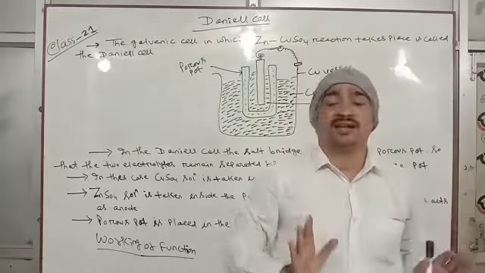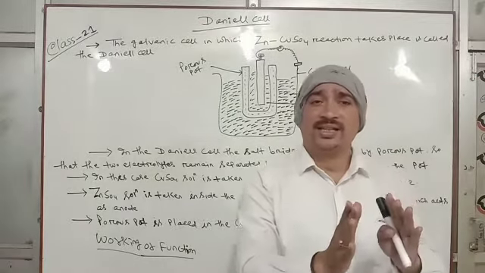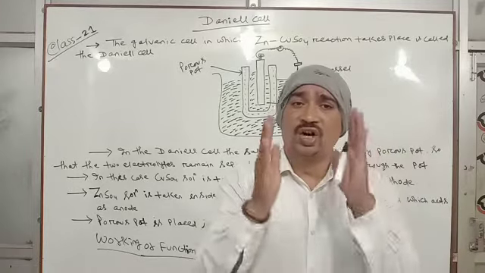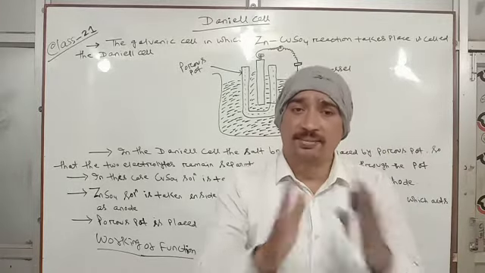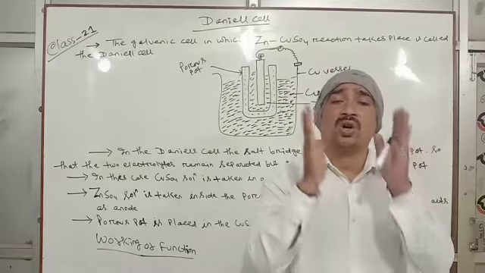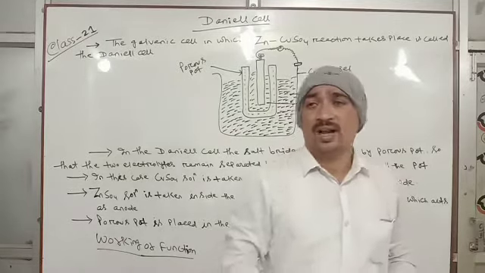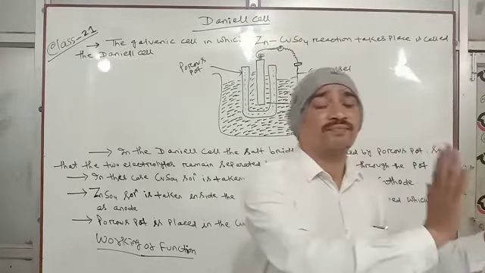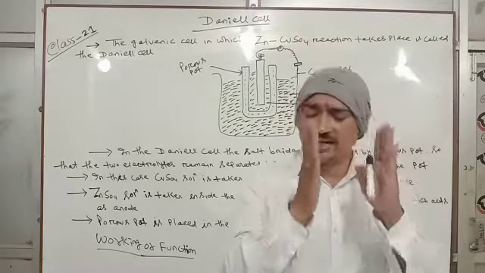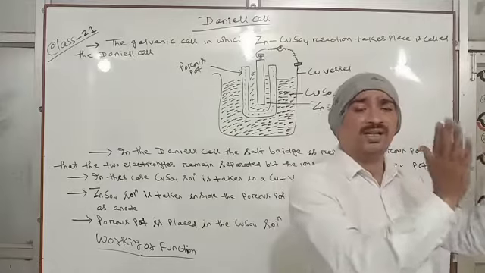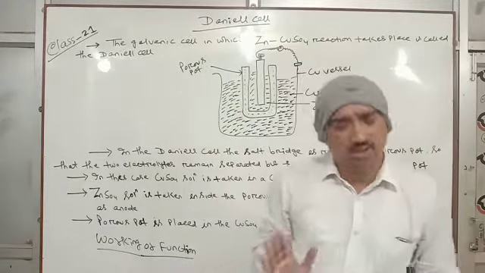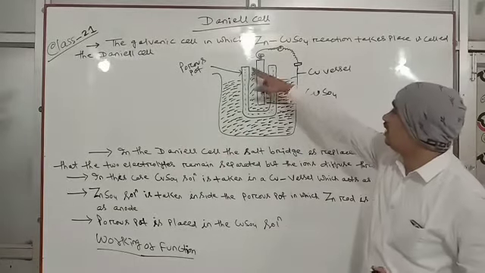This is the major difference. Which difference? In the galvanic cell the salt bridge is present. In the Daniel cell the salt bridge is completely absent. In place of the salt bridge we will use a porous pot. In the galvanic cell a salt bridge is used. In the Daniel cell a porous pot is used. Clear?